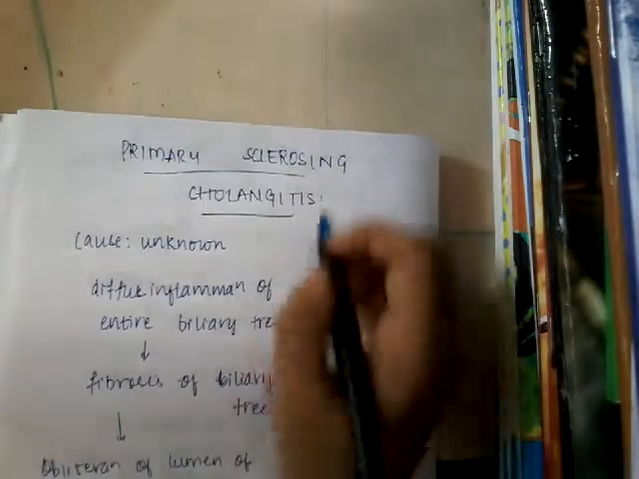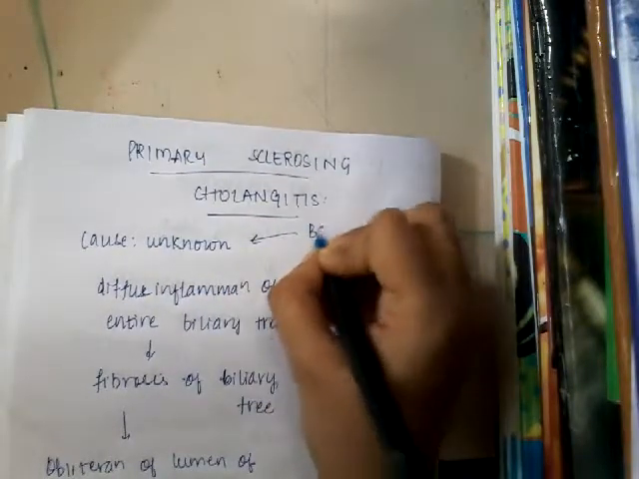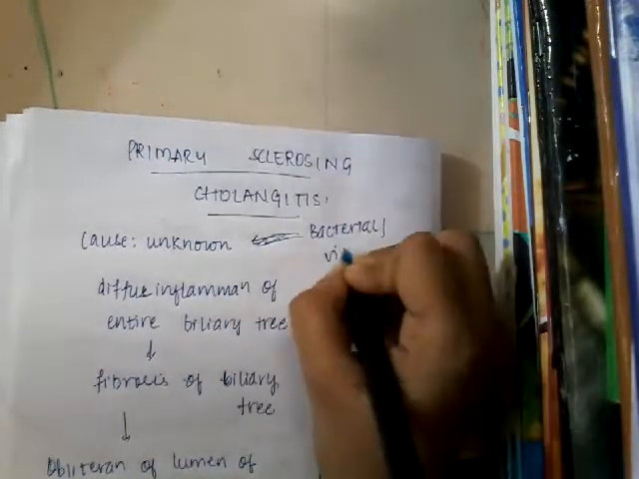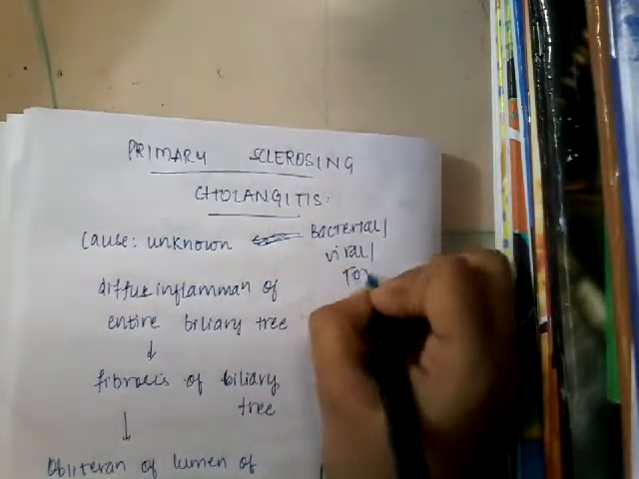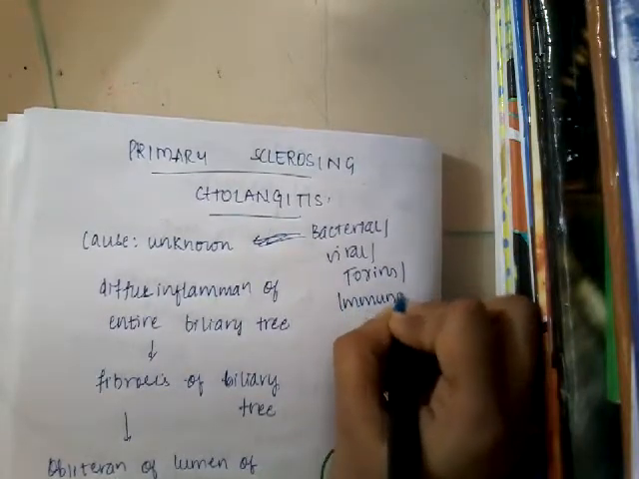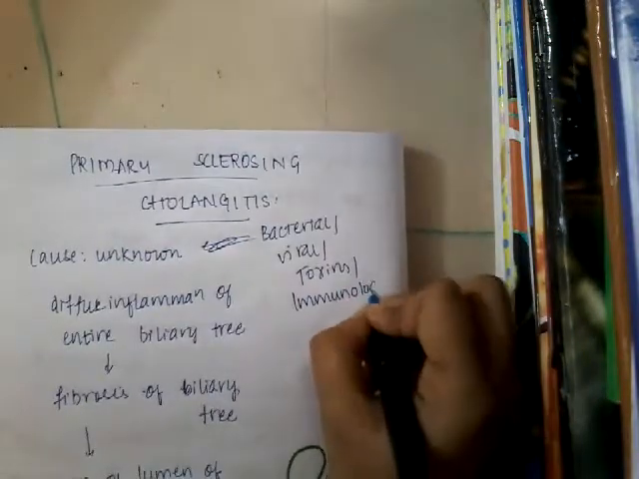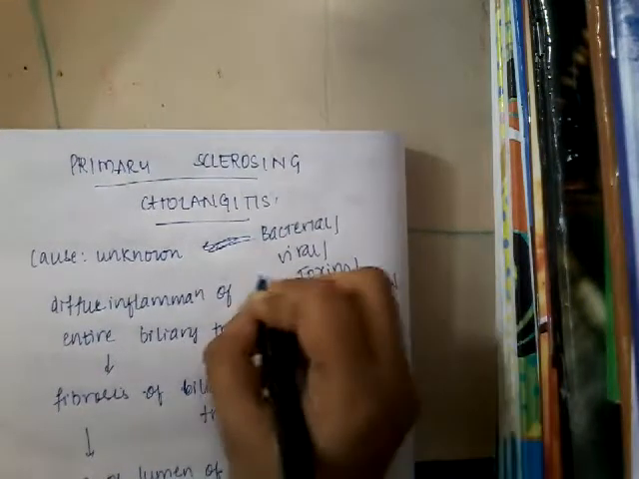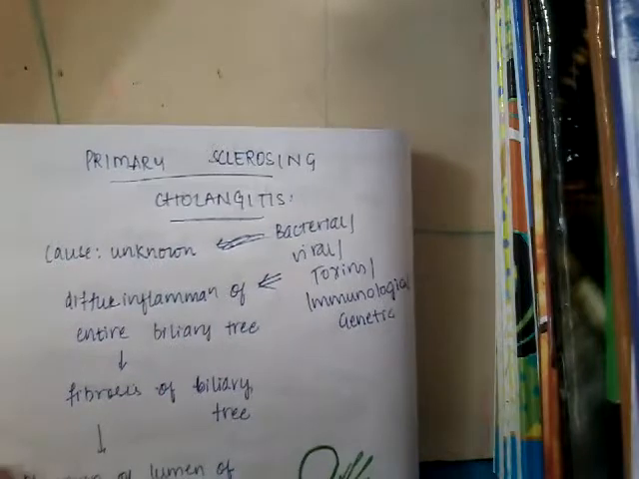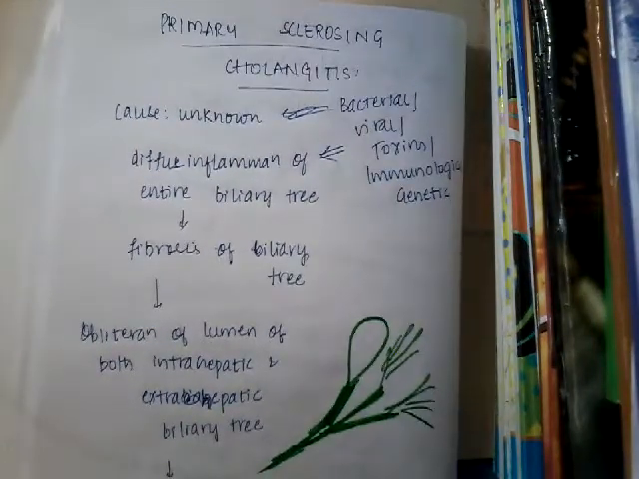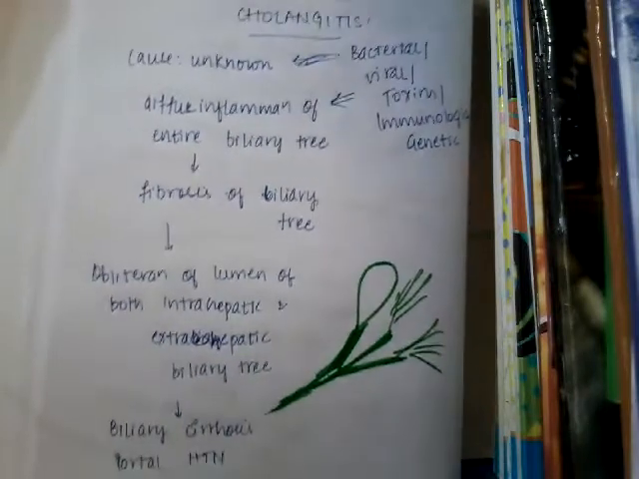It is unknown, but it can be due to bacterial or viral or toxins or immunological or genetic predisposition. Okay, this is seen. So any of these causes can lead to the diffuse inflammation of the entire biliary tree, leading to fibrosis, obliteration of lumen, and thus causing biliary cirrhosis.